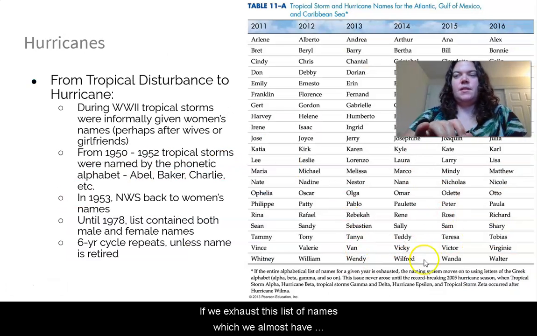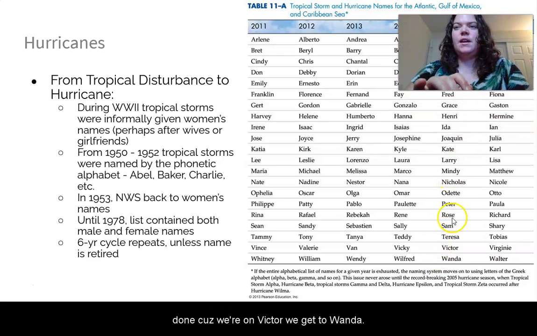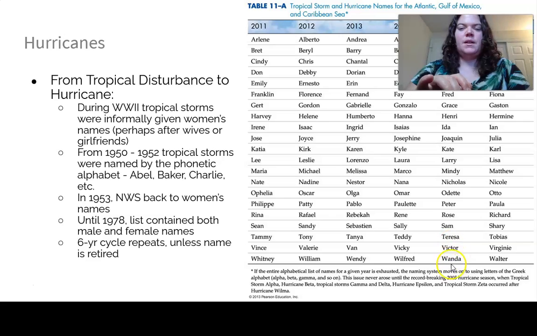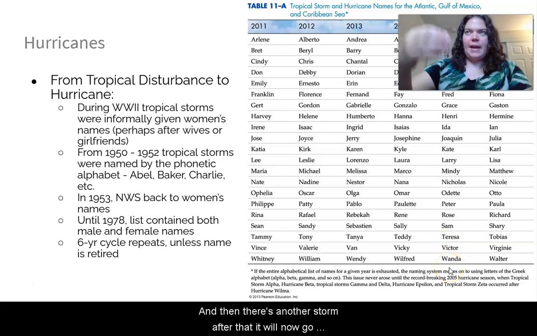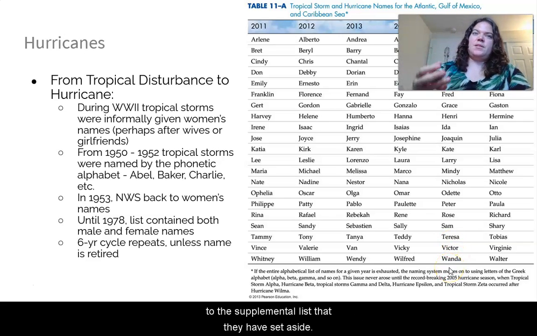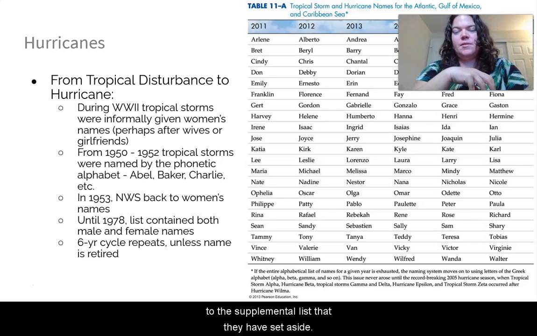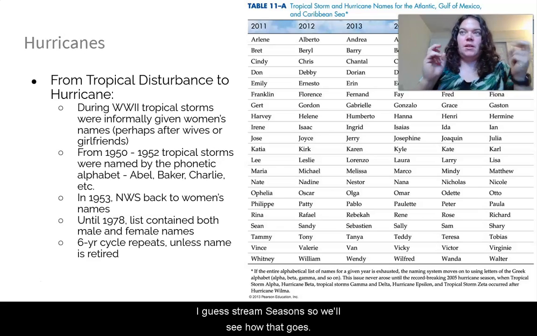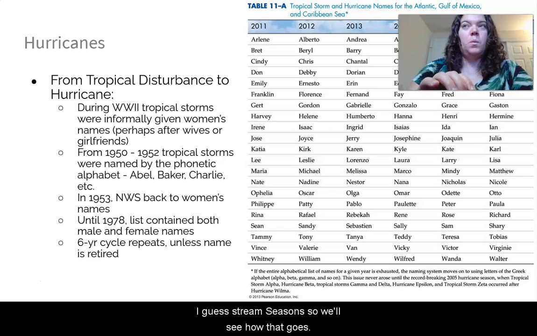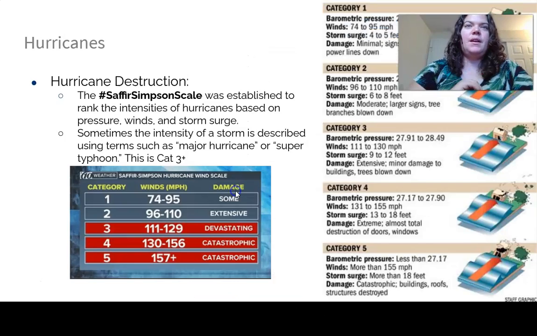So again, going back to class, if we exhaust this list of names, which we almost have done because we're on Victor, if we get to Wanda, and then there's another storm after that, it will now go to the supplemental list that they have set aside for, I guess, extreme seasons. So we'll see how that goes.